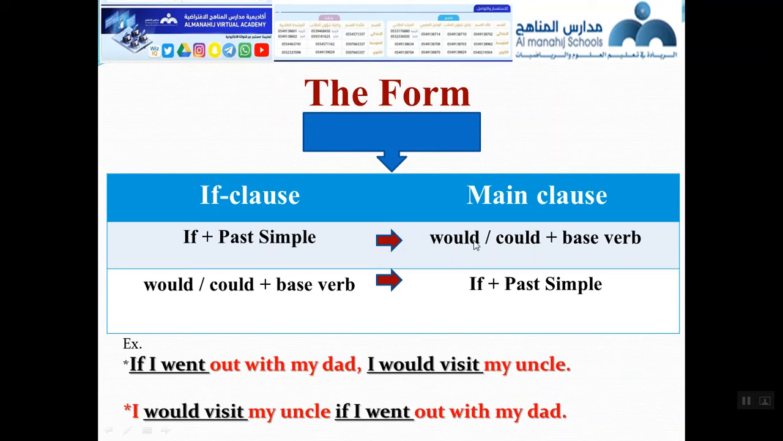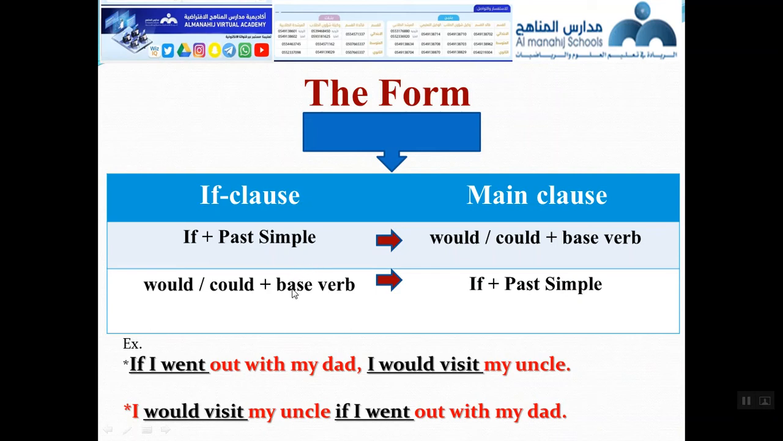The second part is the main clause. In the main clause, I can use would or could and the base verb. Also, I can switch between the main clause and if clause. I can start with if clause. Also, I can start with the main clause. If I started with the main clause, I use would after the subject here. I use would or could and the base verb.